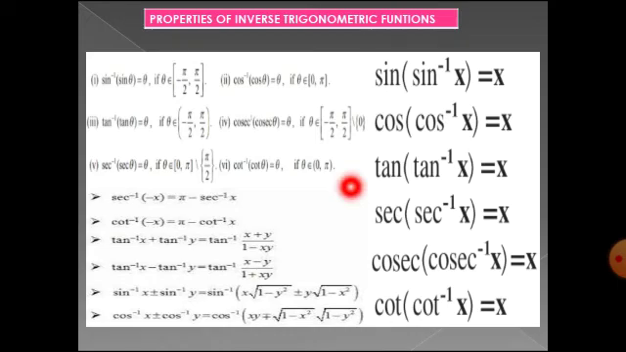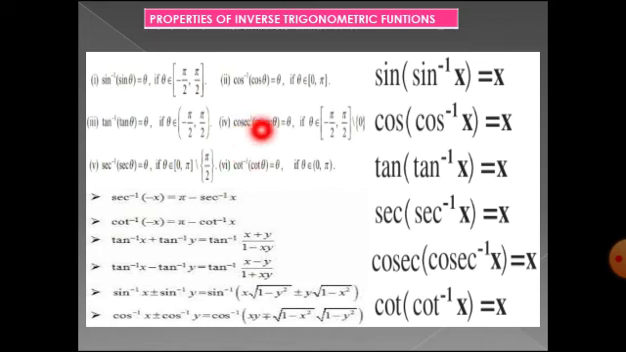Now let us move to the properties of the inverse trigonometric functions. These properties are important to solve the problems. Sine inverse of sine theta is equal to theta if theta belongs to minus pi by 2 to pi by 2. Cos inverse of cos theta is equal to theta if theta belongs to 0 to pi. Tan inverse of tan theta is equal to theta if theta belongs to minus pi by 2 to pi by 2.